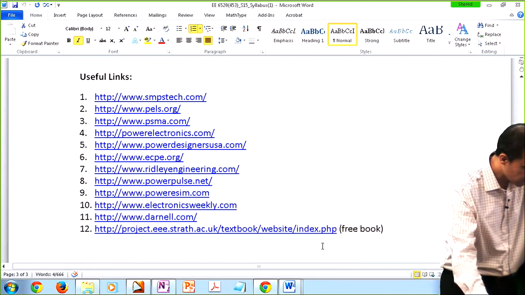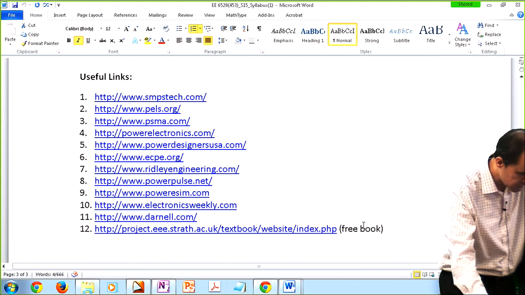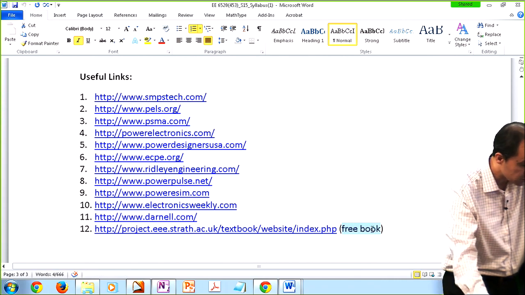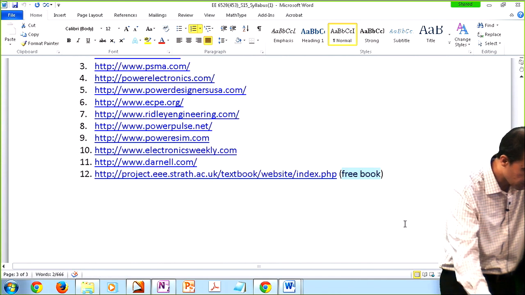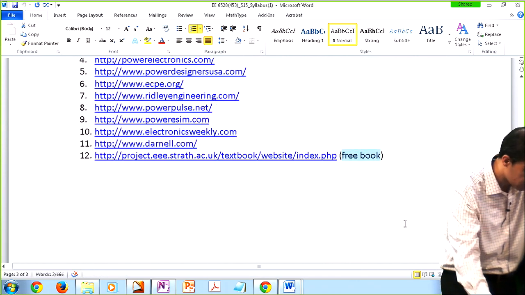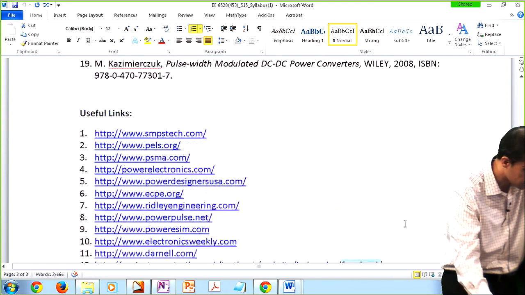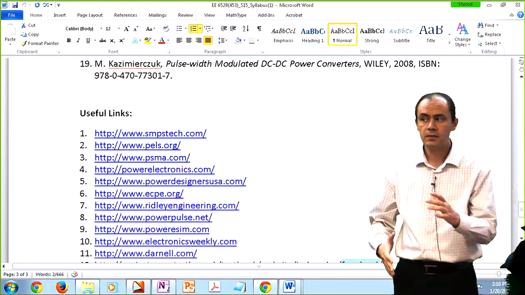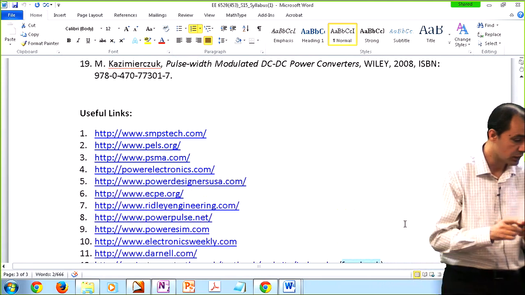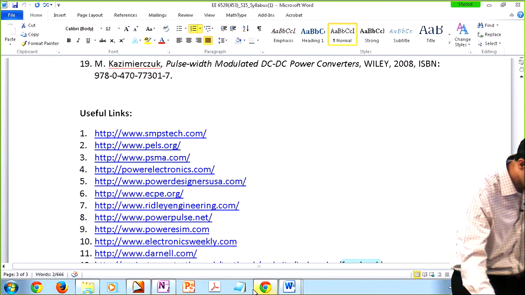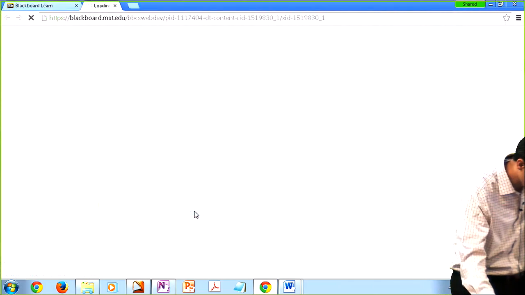And the last one, number 12, I haven't checked it recently, but if I remember correctly, it was a free book on power electronics. I don't really remember what the quality of the book was. I just put it here if someone wants to take a look. Any questions about the syllabus? Okay, so no questions. Let's take a look at the schedule of the class now, which is also posted here on Blackboard.